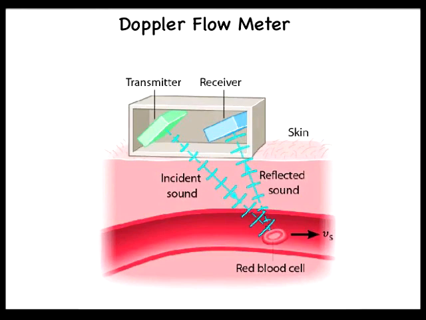Typically, the change in frequency is around 600 Hz for flow speeds of about 0.1 meters per second. The Doppler flow meter can be used to locate regions where blood vessels have narrowed, since greater flow speeds occur in the narrowed regions according to the equation of continuity. In addition, the Doppler flow meter can be used to detect the motion of a fetal heart as early as 8 to 10 weeks after conception.